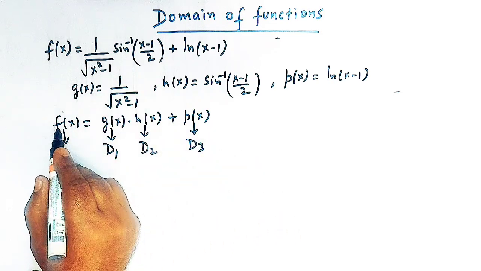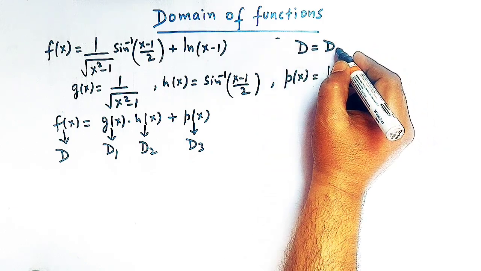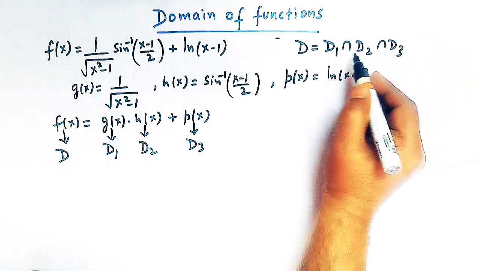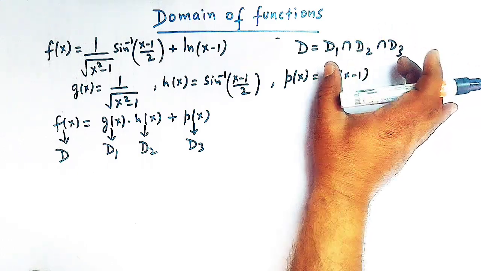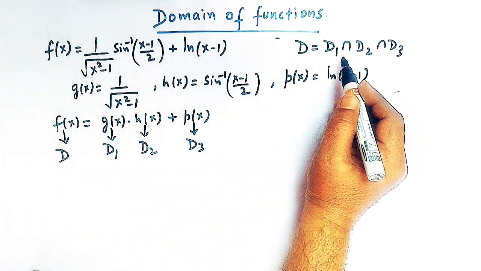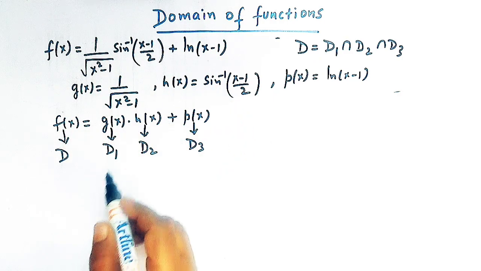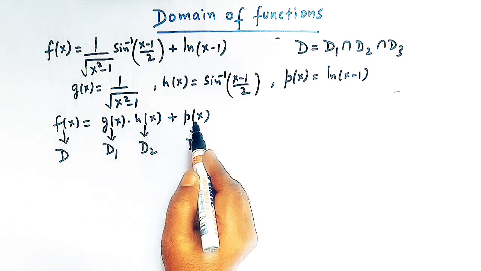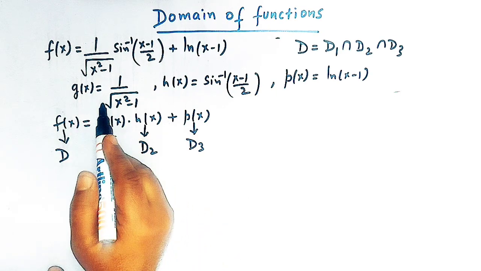So the domain of this function f of x, that is d, can be written as d1 intersection d2 intersection d3. That is, we have to identify the common interval which satisfies this function, that is f of x, or the common values of x for which this function is defined, right? So let us find out the domain of the functions g of x, h of x, and p of x one by one. So let us first take g of x.